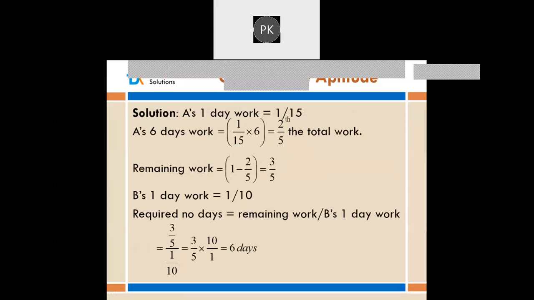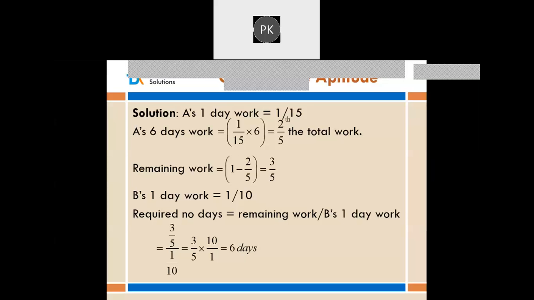So this is your direct approach. Because the formula is not there, you should know the direct approach. First, let us find out A's 1 day work. That is 1 by 15. Then A works for 6 days. His 6-day work is 6 into 1 by 15, which is 2/5 of the total work. So he's going to complete 2 by 5 of the total work.